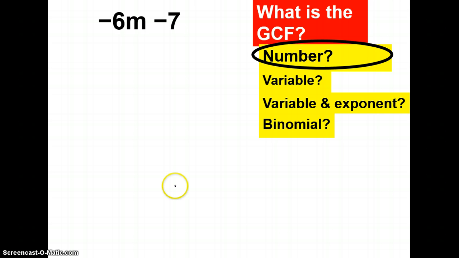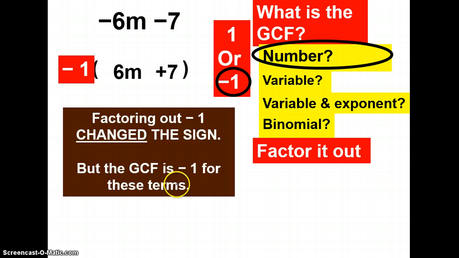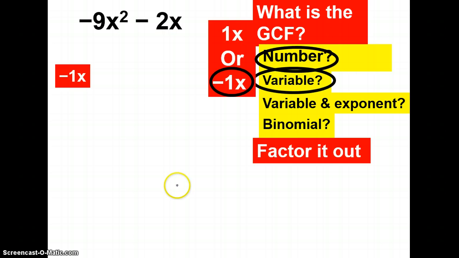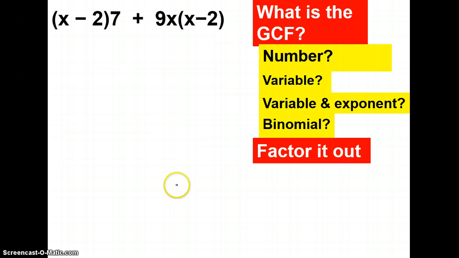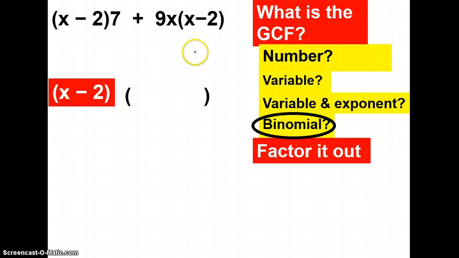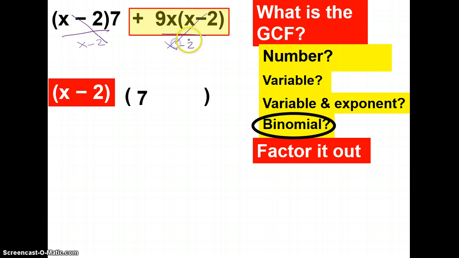This last one, we'll skip one actually. Skip 1, 2. Let's try this one, binomial. All right, what do they have in common? Well, I kind of just gave it away, binomial. So I'm actually going to take out x minus 2. If I divide that out, I'll be left over with 7. And if I divide this out, I'll be left over with 9x.